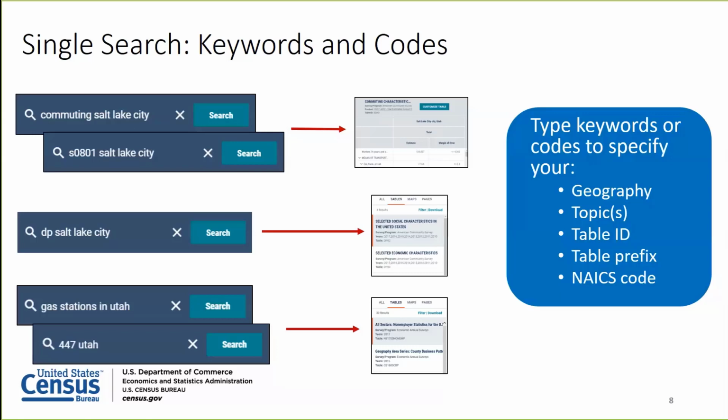So in this example, you type in the subject table for commuting, S0801, and type in Salt Lake City. You can also use some of the table prefixes, the shorthand that American FactFinder had, DP being data profile. If you didn't use it, it's okay, but that option's there, as well as for NAICS codes. So you can type in something like gas stations in Utah, or go straight to the NAICS, type that code in, and then Utah.